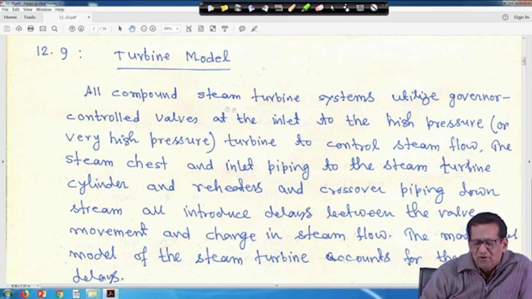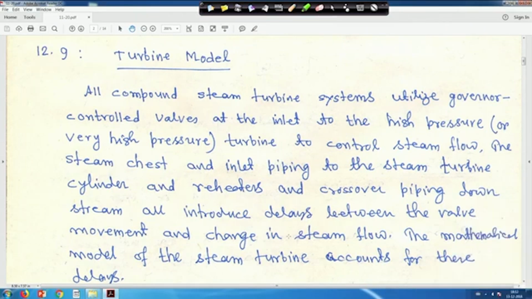All compound steam turbine systems utilize governor control valves at the inlet to the high pressure or very high pressure turbine to control the steam flow. The steam chest and inlet piping to the steam turbine cylinder, and reheaters and crossover piping downstream, all introduce delays between the valve movement and change in steam flow. That means there are details that cannot be covered in this course, right.